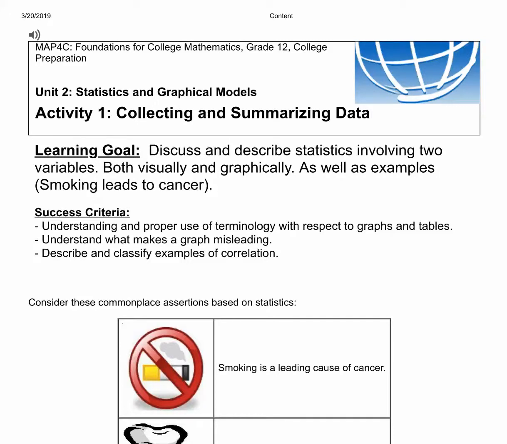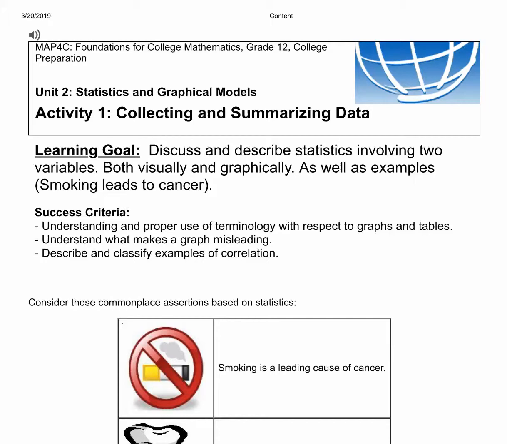Alright, welcome back, class. We're going to be looking at Unit 2, Activity 1, Collecting and Summarizing Data. I don't know how you're going to pronounce "data," but that's how I'm going to. So we're looking at two variable statistics today. There's going to be kind of a cause and effect thing, and we're going to look at where a positive relation happens and what that means. Basically, looking at different types of data with two variables.